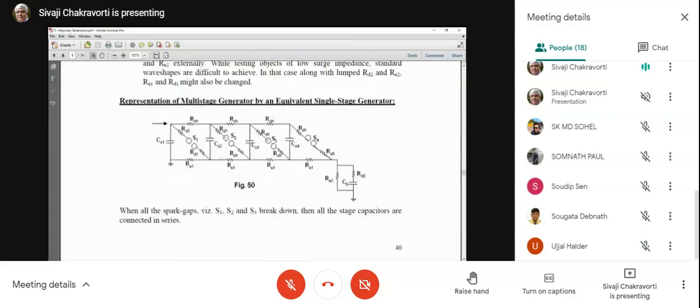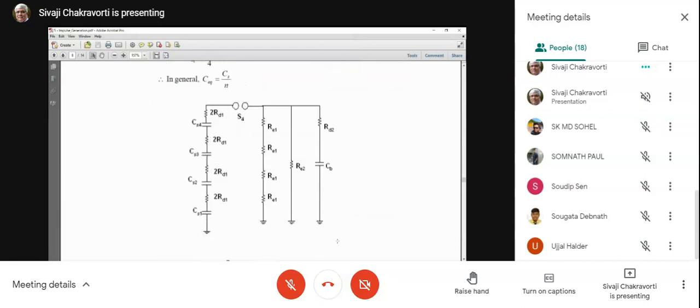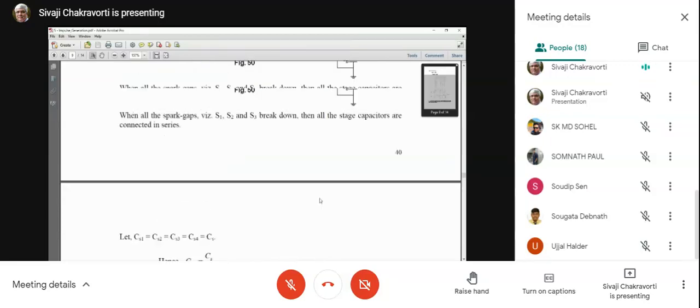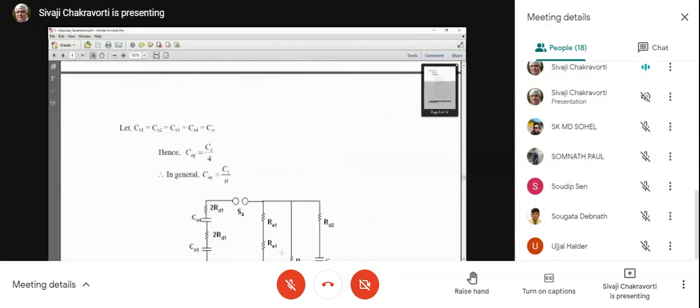So each rectangle is actually just one block or one stage. So finally we have 4 CS and 4 2RD1 in series. Then comes S4. This is my S4.